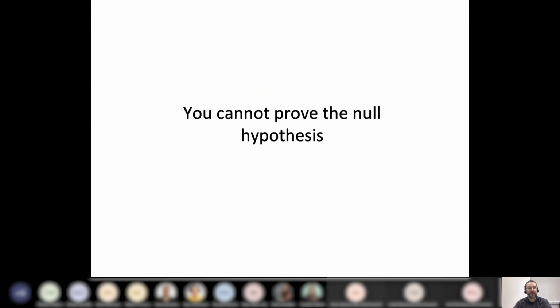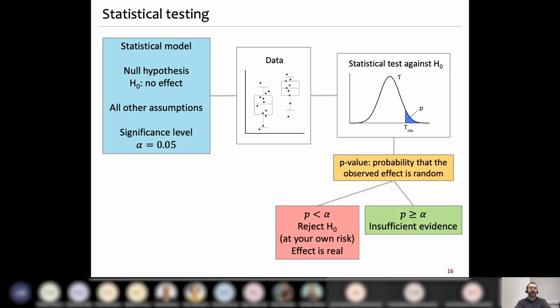You cannot prove the null hypothesis. Remember, this is very important. This slide shows the workflow of statistical testing. You start with a statistical model, which you are going to use for your testing. That will be a specific statistical test. You formulate your null hypothesis.